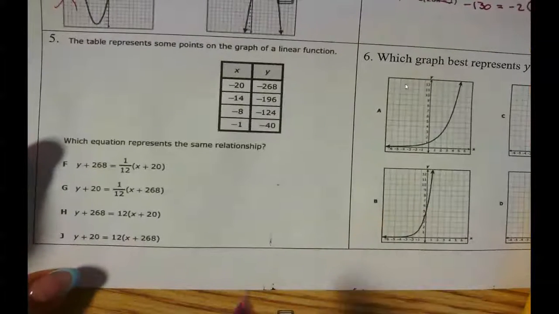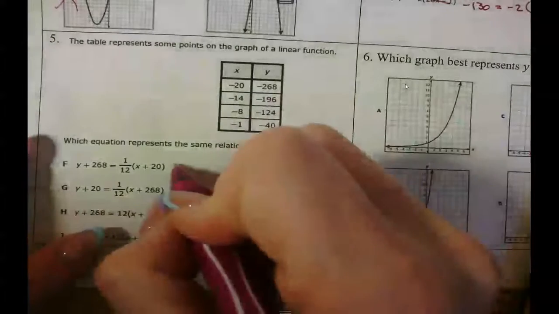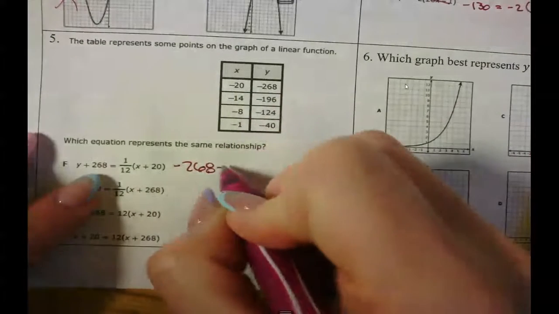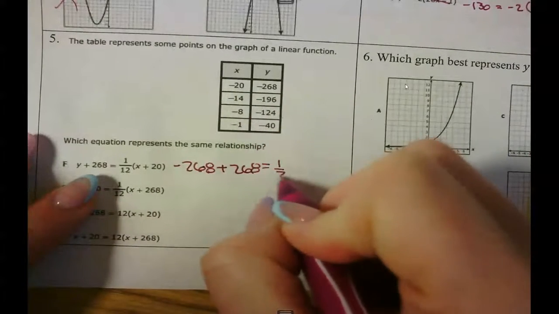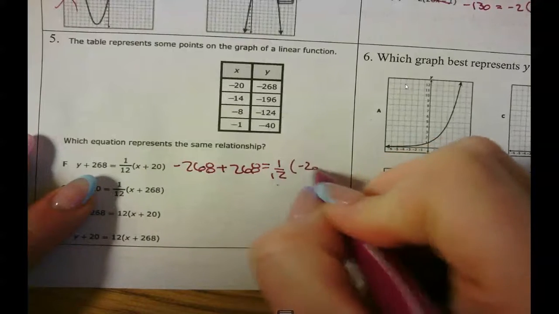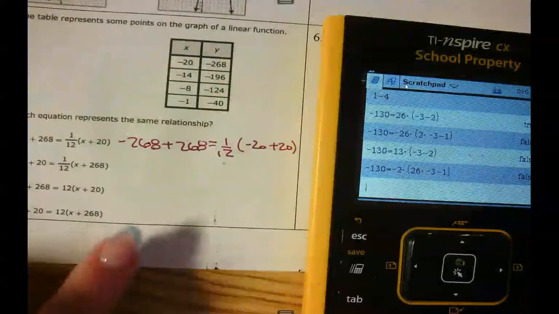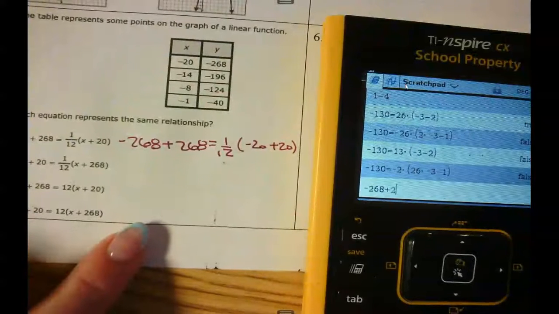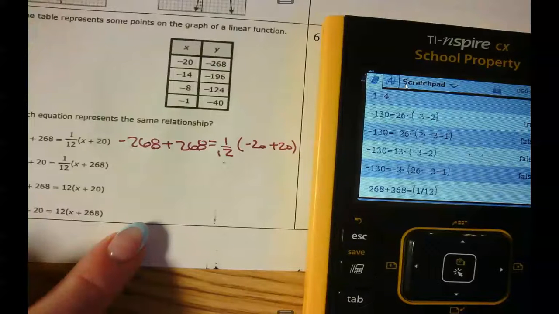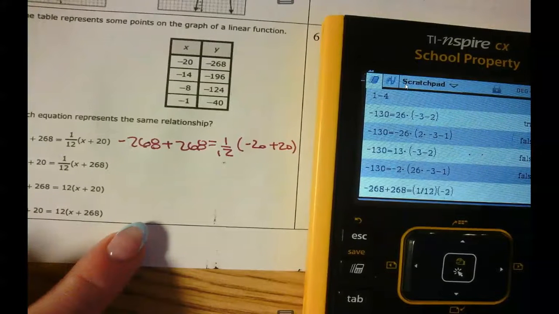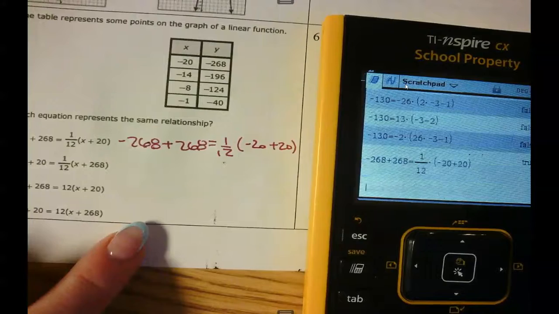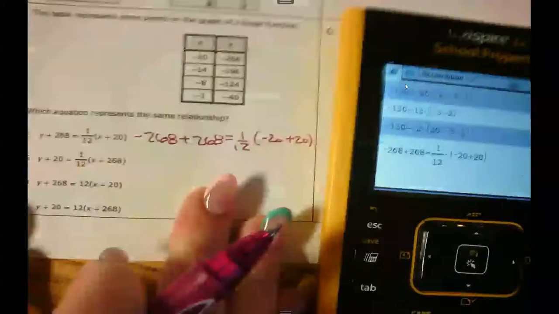All right, I would do the same thing here. Which table represents this equation is the same relationship. So for my y, negative 268 plus 268 equals 1/12 times negative 20 plus 20. Do those equal? Let's see. Negative 268 plus 268 equals 1/12 times negative 20 plus 20. That one equals true, so that one might be our answer.